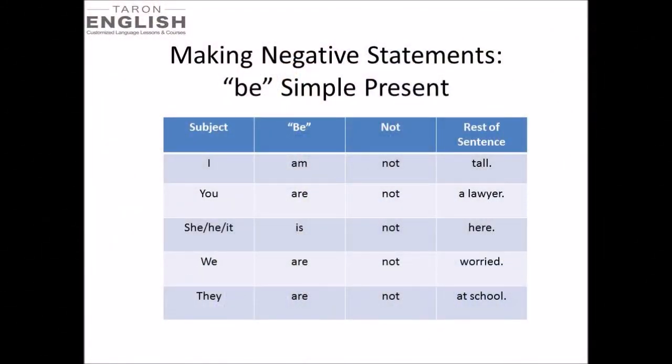Now let's review how to create negative statements using to be. This is a very useful skill. The most basic way to create negative statements is to use your regular formation, I am, and then add the word not in between or after be and the rest of the sentence.